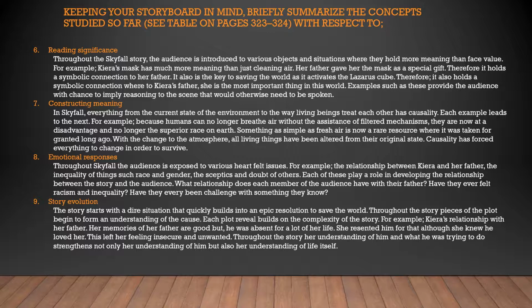Story evolution. The story starts with a dire situation that quickly builds into an epic resolution to save the world. Throughout the story, pieces of the plot begin to form an understanding of the cause. Each plot reveals complexity of the story. For example, Kiera's relationship with her father. Her memories of her father are good, but he was absent for a lot of her life. She resented him for that, although she knew that she loved him dearly. This left her feeling insecure and unwanted. Throughout the story, her understanding of him and what he was trying to do strengthens not only her understanding of him, but also her understanding of life itself.